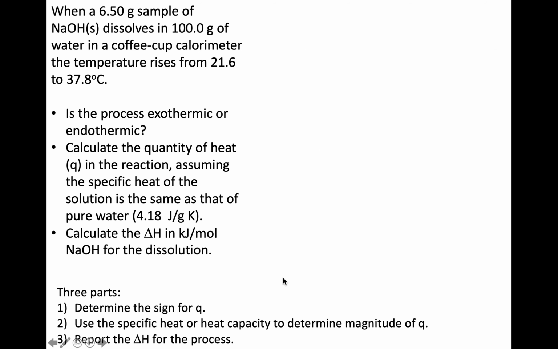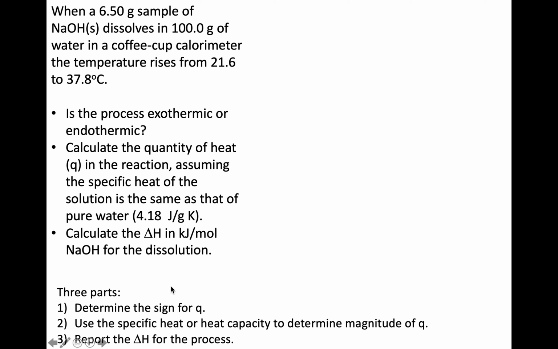So a lot of times these are set up as scenarios. We have a certain mass of sodium hydroxide, we add it to 100 grams of water in one of these coffee cup calorimeters, and it changes the temperature. A couple different questions we want to address. Is the process exothermic or endothermic? How much heat was involved? And then calculate the delta H in kilojoules per mole of sodium hydroxide for the dissolution. These are different steps that we want to answer.